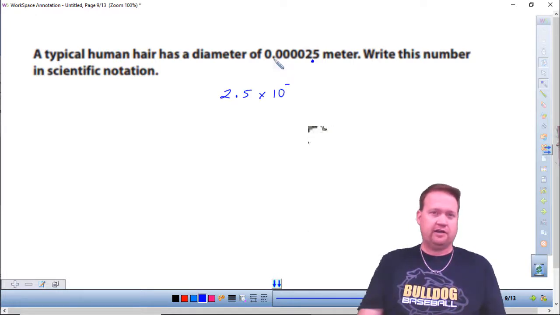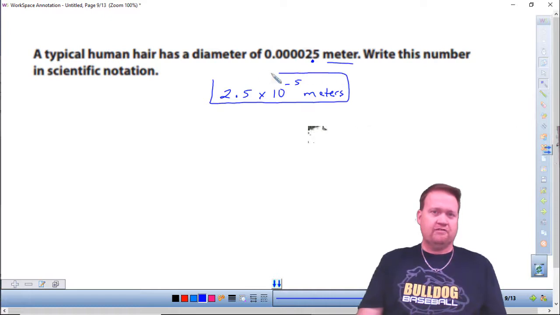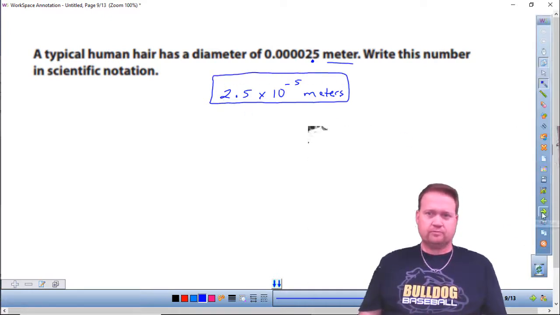The decimal was here. I'm going to count to there. I got to go over 1, 2, 3, 4, 5 decimal places. So this is times 10 to the minus 5th, and it does have units. So we're going to give it units. It is a word problem, so it is meters. 2.5 times 10 to the negative 5th meters for that really tiny decimal for the diameter of a human hair.